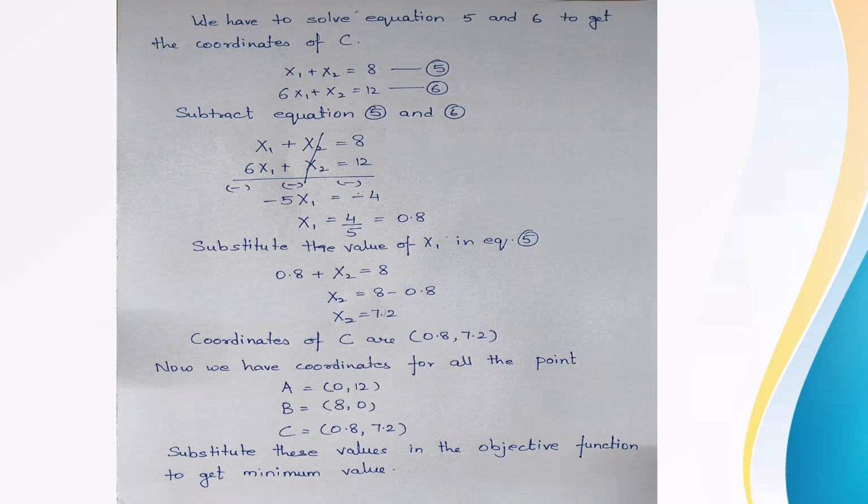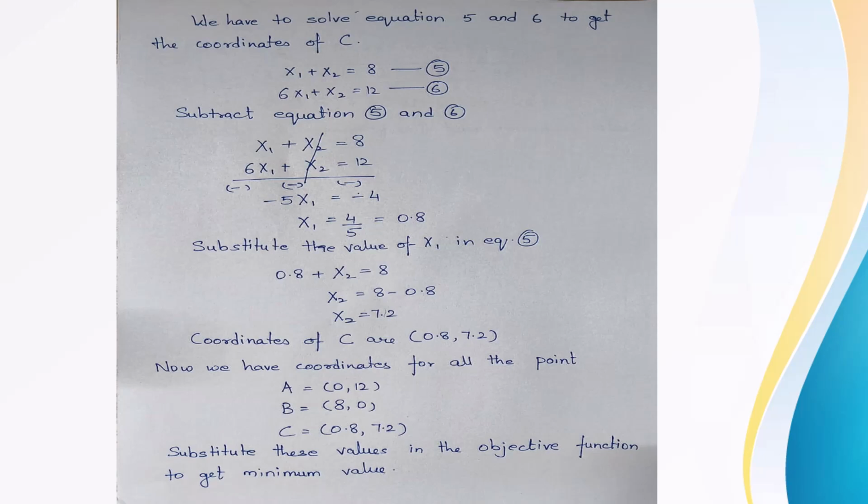Both the equations are x1 + x2 = 8 and 6x1 + x2 = 12. We subtract the equations, so the x2 will get cancelled. So x1 minus 6x1 is equal to 8 minus 12. We get minus 5x1 is equal to minus 4. x1 will become 4 by 5, that is 0.8.